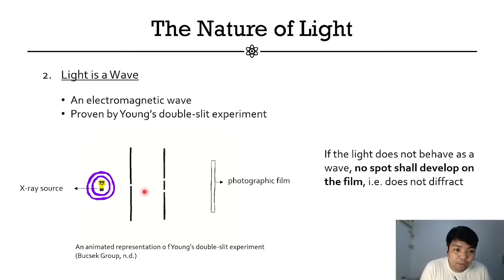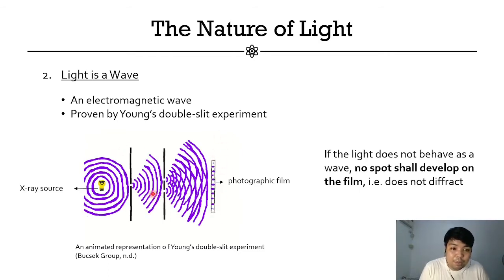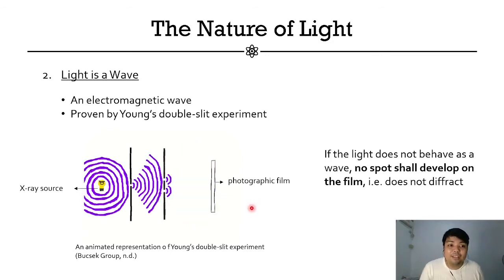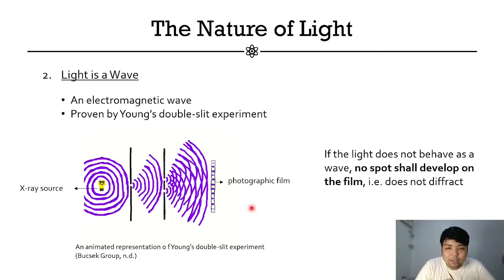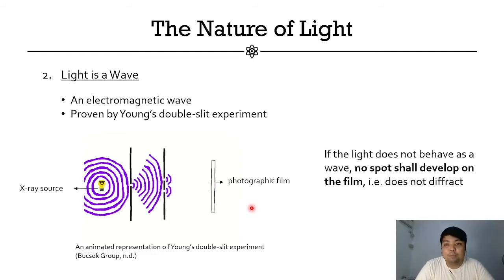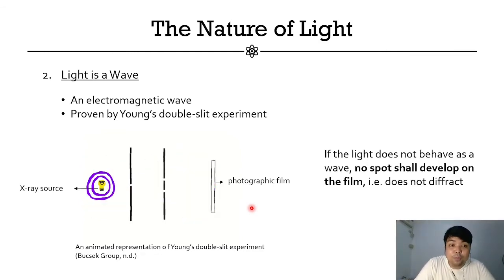Now, if there are spots that form here that mimic the diffraction similar to the ripples, that means light is actually a wave. So let's recall that light is proven to exhibit both wave-like and particle-like properties. What can we conclude from that?